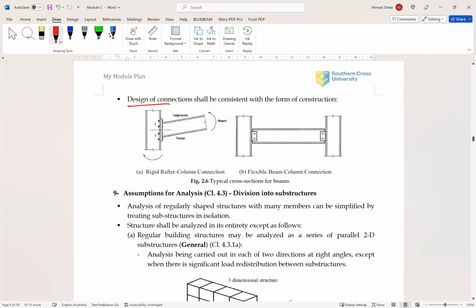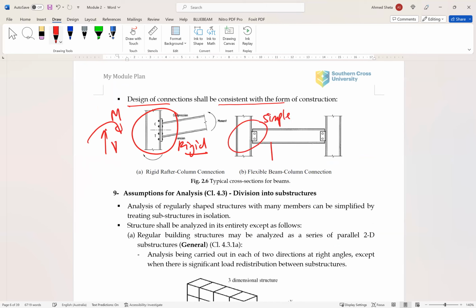Design of connections shall be consistent with the form of construction. So this is an example of a rigid connection. You can see the connection is very strong to transfer shear and moment. But here, as you can see, it is a simple connection because it only transfers shear, but cannot transfer moment.